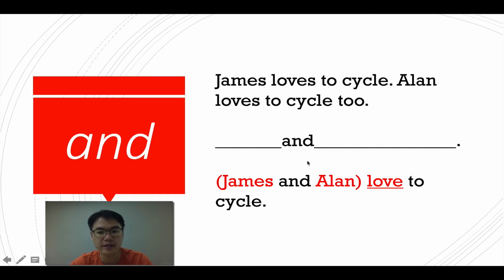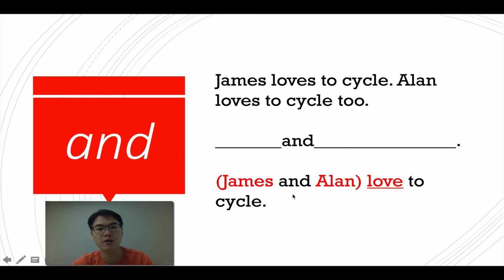However, when we use the connector AND, we are joining these two subjects together. So now what we have is James and Alan. How many subjects do we have now? That's right, we have two. Two subjects joined by the connector AND. The moment we have more than one, then our verb form has to change. So James and Alan love to cycle. James and Alan, two subjects, love, no S after the verb, to cycle.